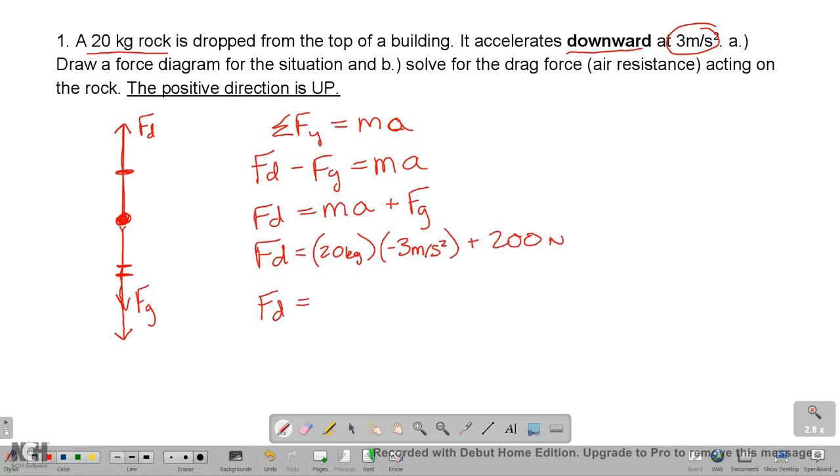So when you do this math, you've got 200 minus 60, and you're going to end up with a drag force of 140 newtons. And this should make sense, right? The drag force is less than 200 newtons, so the object has a net force pointing down, and it will accelerate down. Let's move on to number 2.